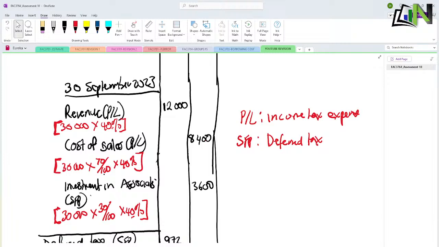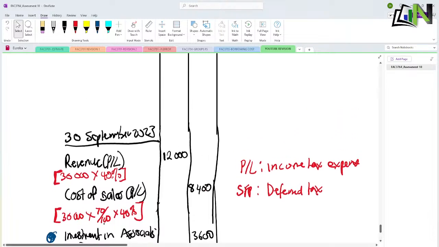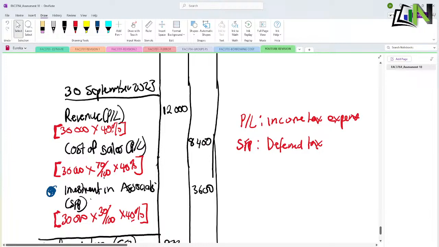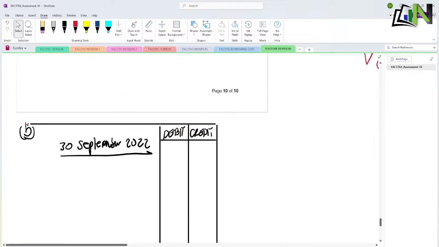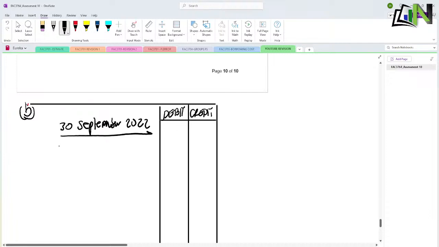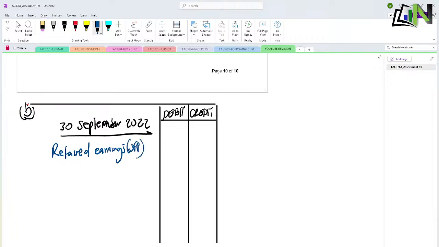And then this investment in associate, let me even do this. This figure of last year goes to retained earnings. Right, so now my revenue is going to be credited, my cost of sales is going to be debited. So it's just like that. The investment in associate, which was credited, now last year we used retained earnings, which is going to be debited. So it's just going to be an opposite of that. So I'm going to have here retained earnings, let me put this one in a different color, as statement of financial position.